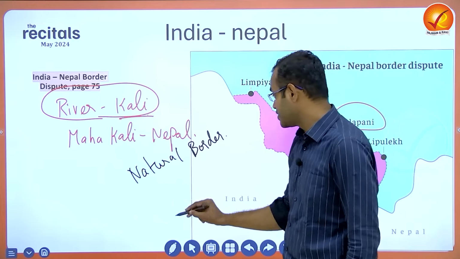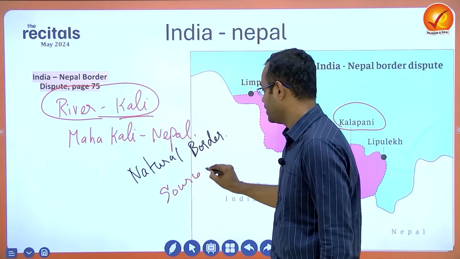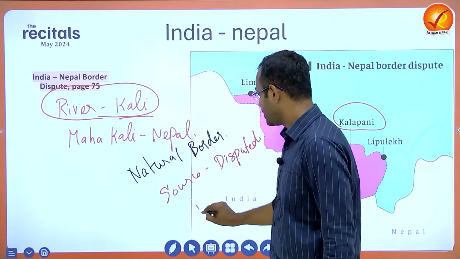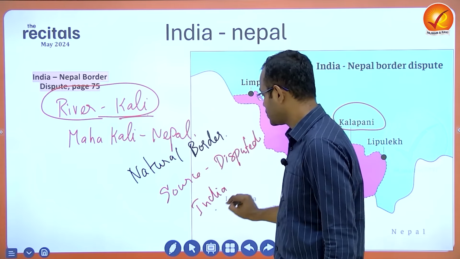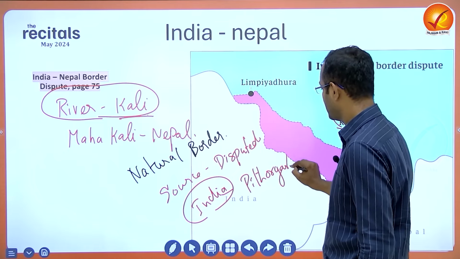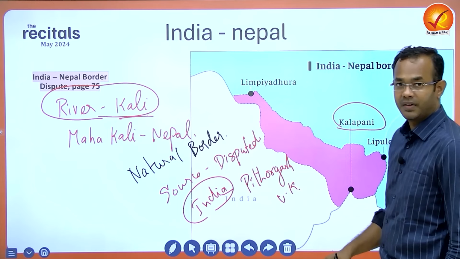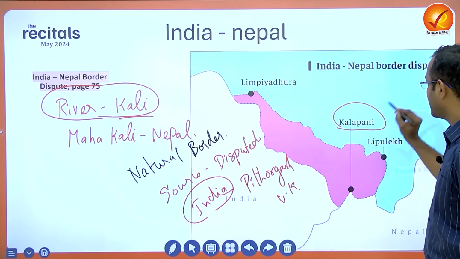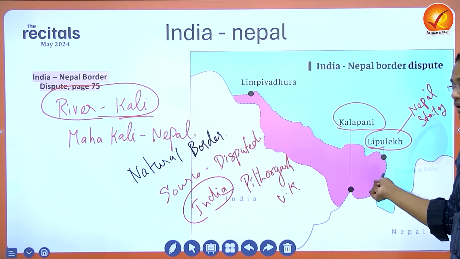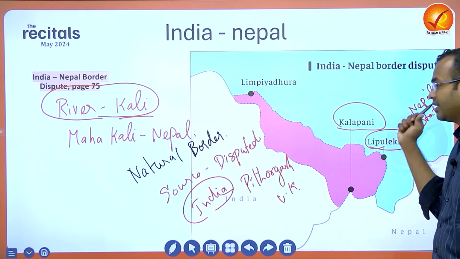The problem arises with respect to the source of the river. The source of the river is disputed, where India states the source of the river is in Pithoragarh in Uttarakhand regions, whereas Nepal states the source of the river is in Lipu Lake regions. So we do have two important locations: one is Kalapani and then Lipu Lake regions.